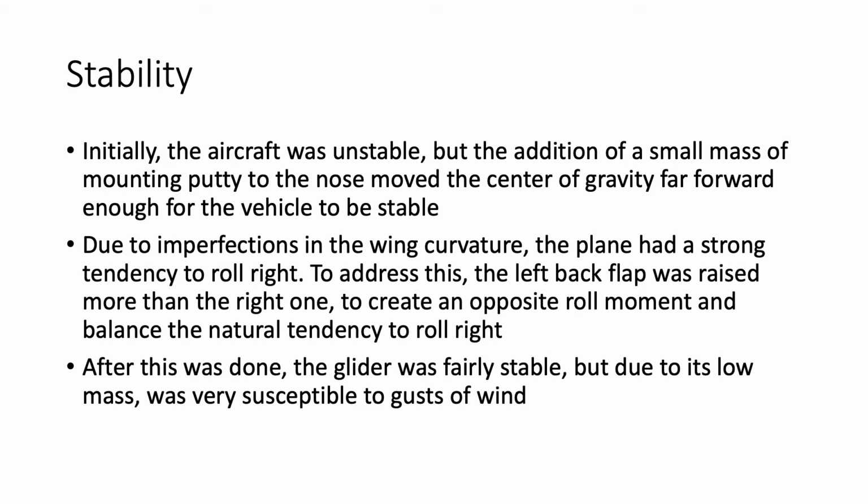Due to imperfections in the wing curvature, due to imperfections in the balsa wood, the plane had a strong tendency to roll right. To address this, the left back flap was raised more than the right one to create an opposite roll moment and balance the natural tendency to roll right. After this was done, the glider was fairly stable.